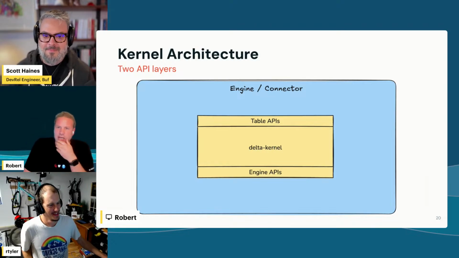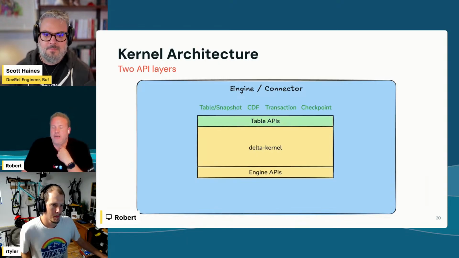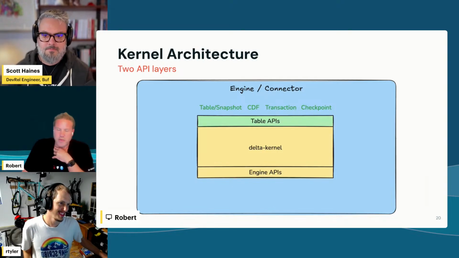So there are the table APIs, and then there are the engine APIs. The table APIs are what everybody knows very well, which is essentially what the user expresses, right? I want to read this table. I want to create a checkpoint, what have you.